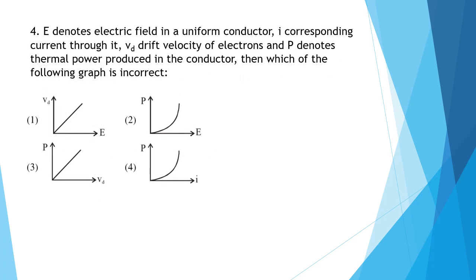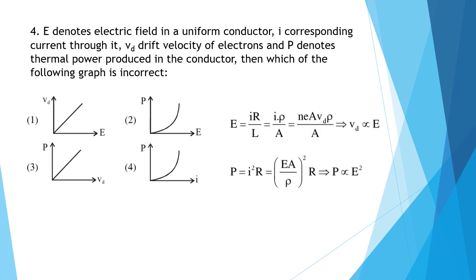Question 4. E denotes electric field in a uniform conductor, I corresponding current through it, Vd drift velocity of electrons and P denotes thermal power produced in the conductor. Which of the following graphs is incorrect? To solve this, you should either know the direct relations between them. You can also derive it. So I will show you how to derive it.